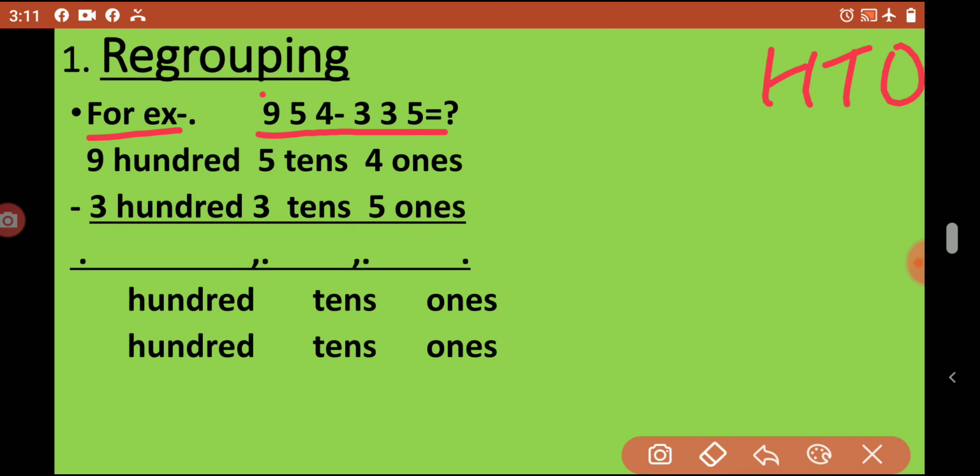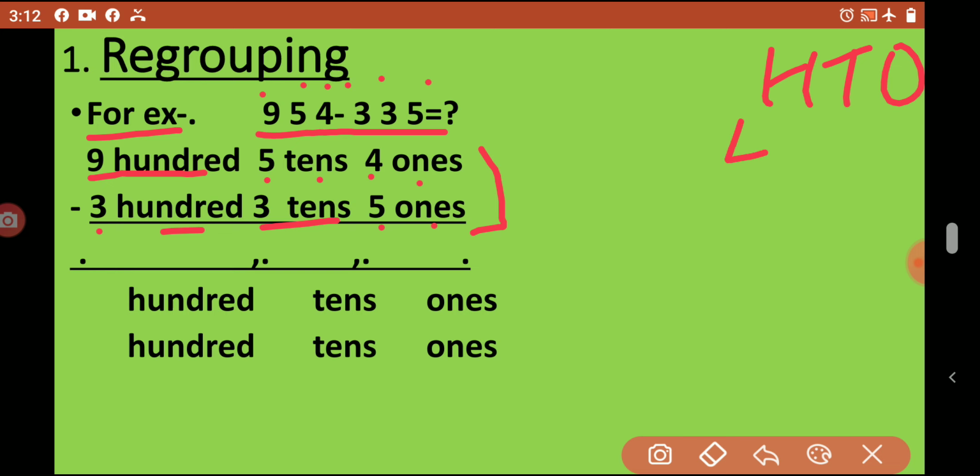Now, 9 is in the hundreds place, so we write 900, 5 in the tens place, so 5 tens, 4 in the ones place, so 4 ones. Firstly, we write it in expanded form, and arrange the other number in a column. 300, so 300, 3 in the tens place, let's write 3 tens. 5 in the ones place, so we write 5 ones.